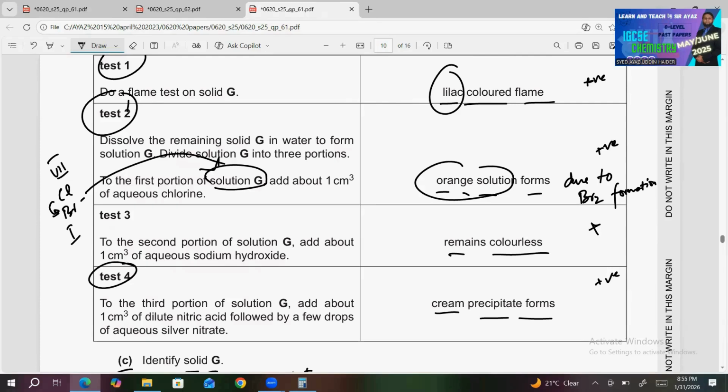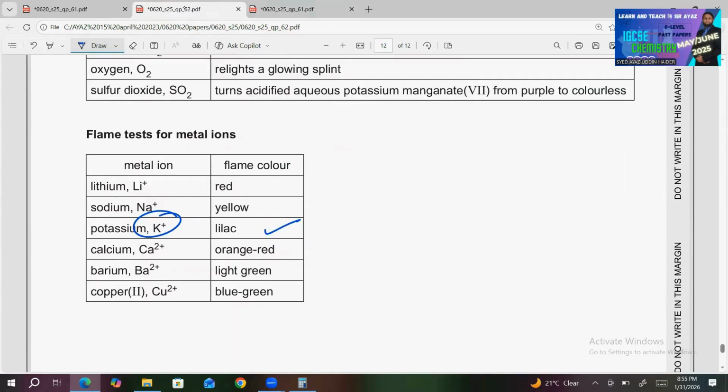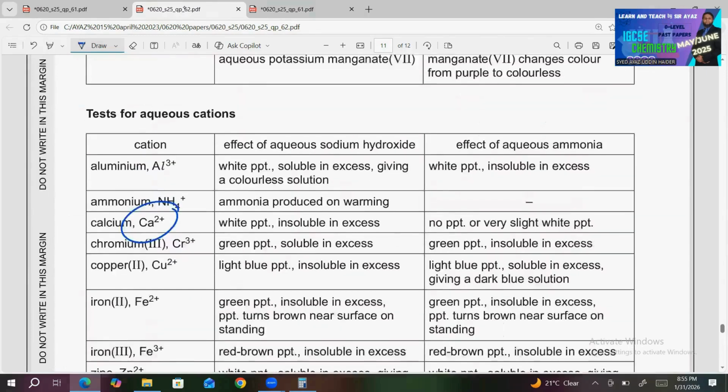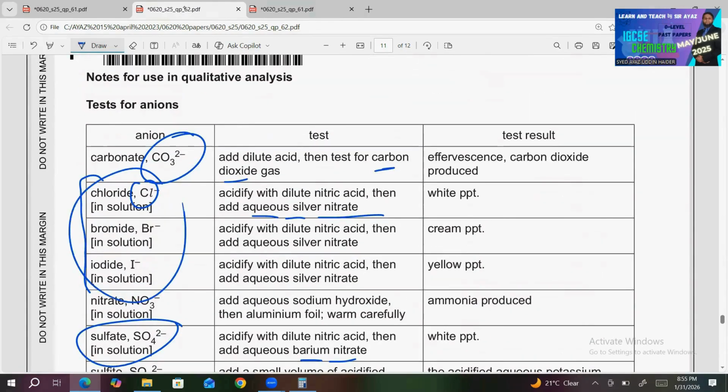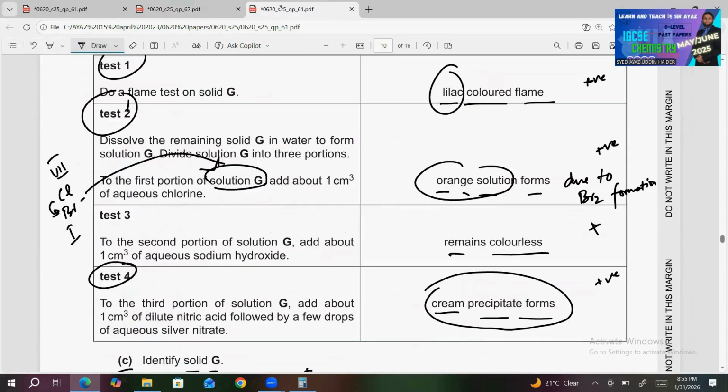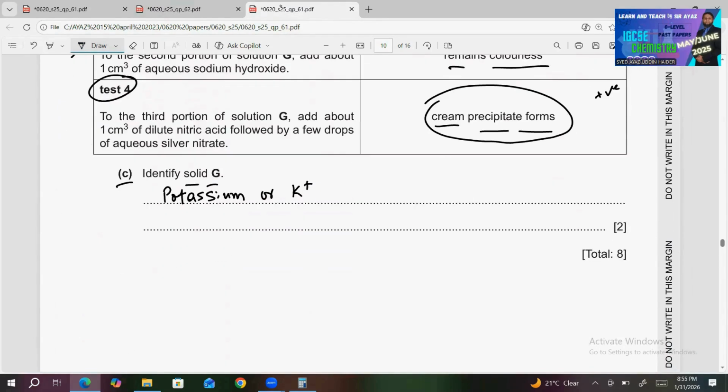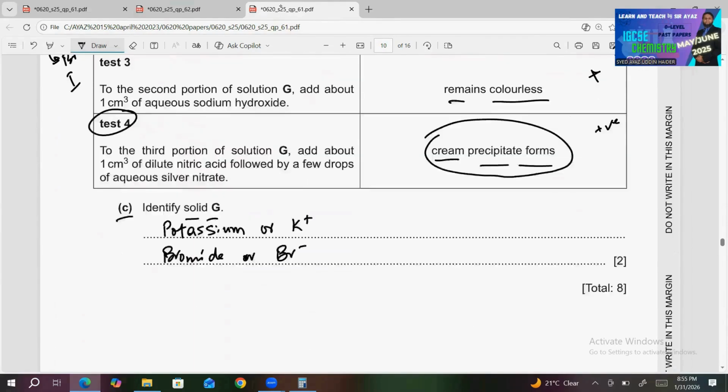Let's see another test. There is another test given with dilute nitric acid followed by aqueous silver nitrate, and this is for the halogens, halide ions, I mean. Here's a test. If you look at the details, green precipitate, it's for the bromide ion. So it must be bromide. So what you're going to write? Bromide or Br minus. So this will be the final answer for this one.